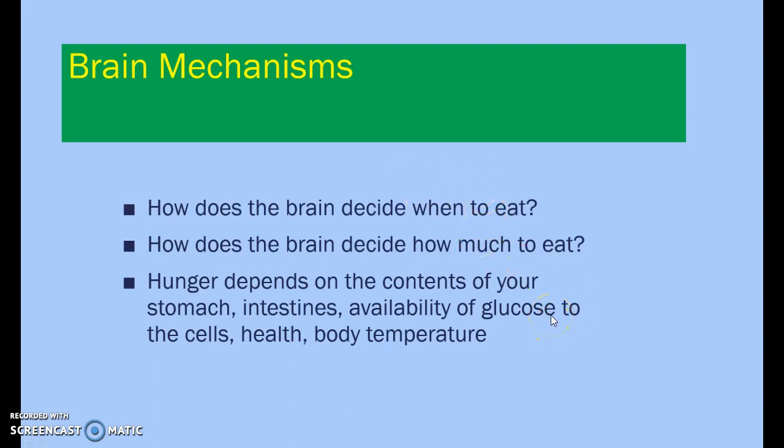We know that glucose is an important source of energy for the body, pretty much the only fuel that is used by the brain. We have insulin and glucagon, which can regulate the flow of glucose into the cells. So all of these are involved with letting the brain know that it's time to eat.